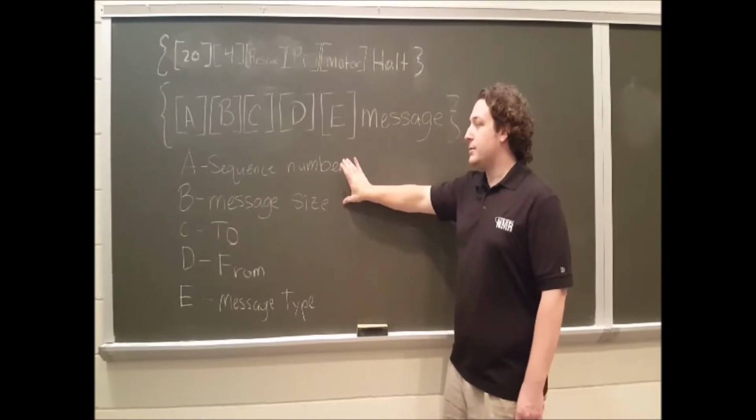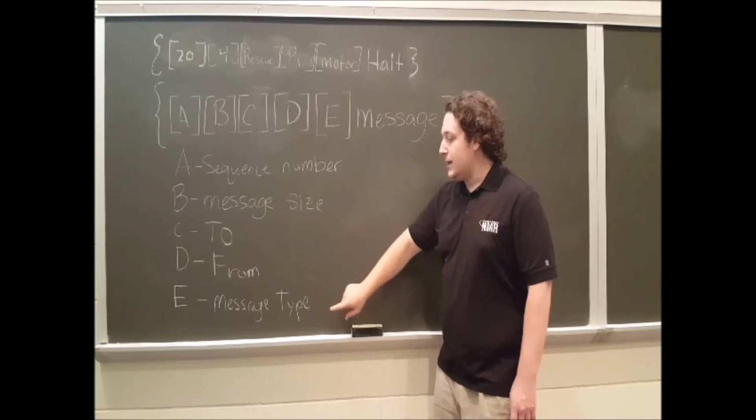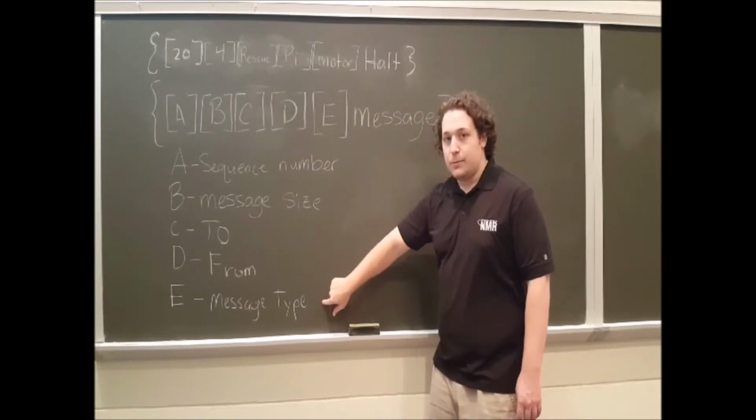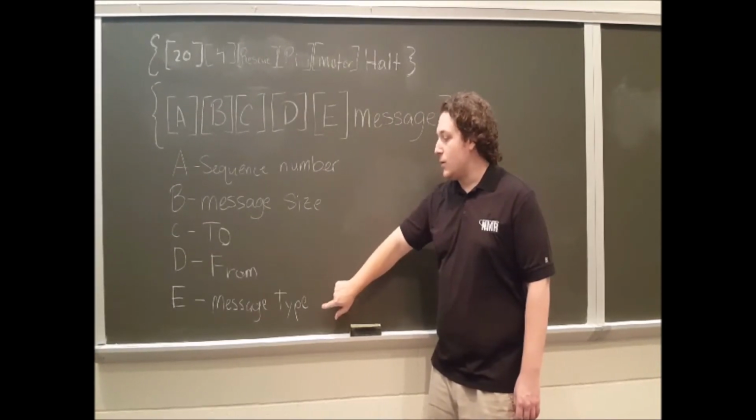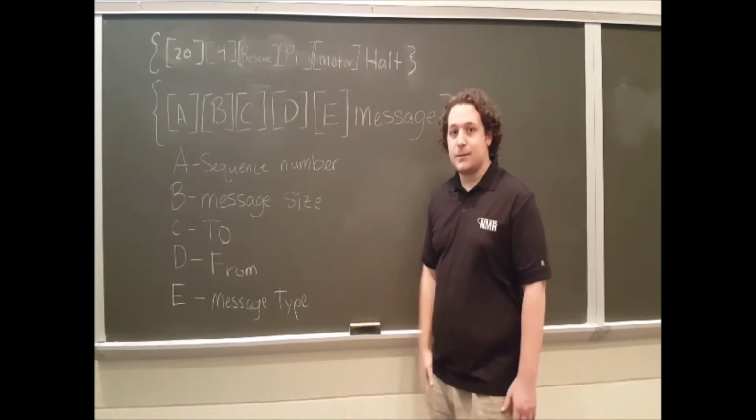A and B are used for error handling. C and D are pretty self-explanatory. E is used to filter out messages based on who the messages are made for within a device.